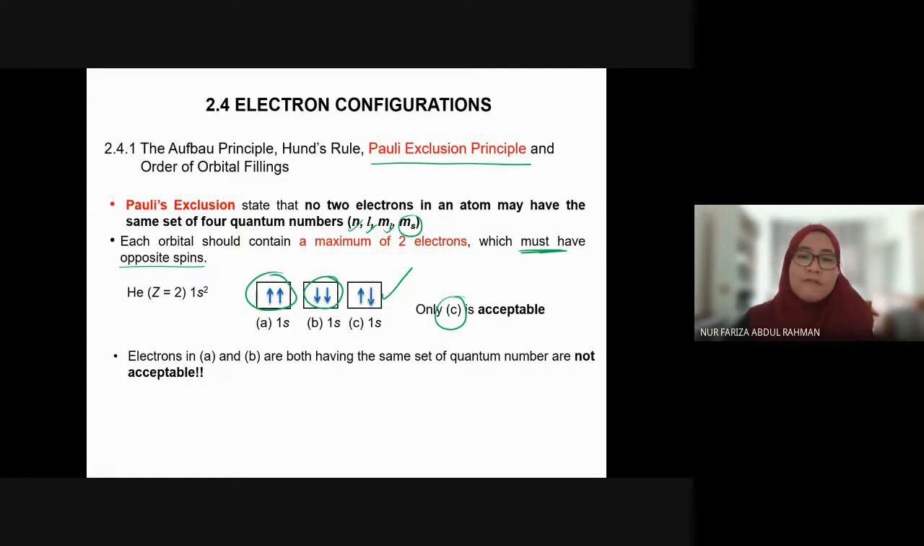Why? Because both of them have different spin. The repulsion is still there, but at least it is reduced compared to these two. And then it says the electrons in A and B both have the same set of quantum numbers, which is not acceptable. First, due to repulsion, and then they disobey the Pauli exclusion principle.